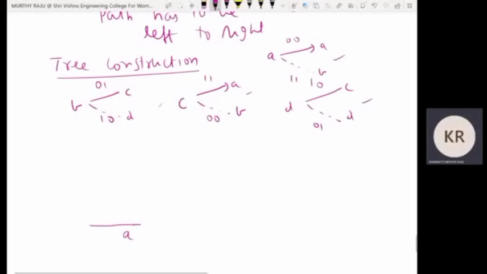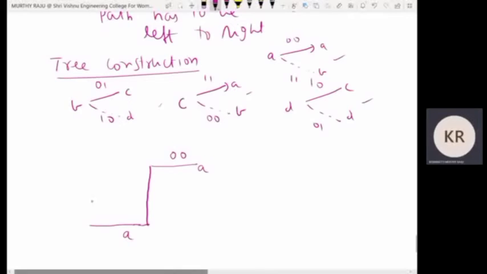You are in state A. Input bit is 0. Solid line represents 0. Output bit is 0. It goes to the next state, which is A. Next state is A, and output is 0 0.